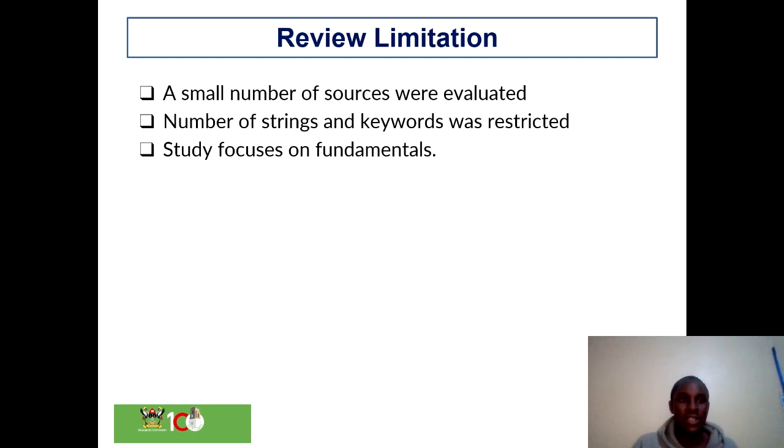So the limitation of this research: it was based on a small number of resources, and also the number of strings and keywords were restricted, so that means there is probably a lot of other useful information that was not captured in this review. And also the study really focuses on fundamentals. For example, in terms of the explainable techniques, we don't really look at the state of the art, but rather some of the novel approaches that were suggested by some of the papers without necessarily digging deep into how exactly that was done.